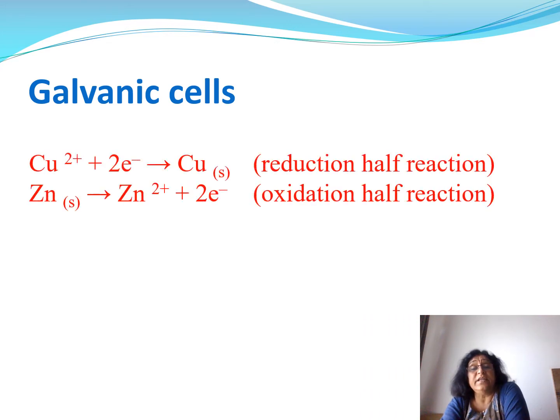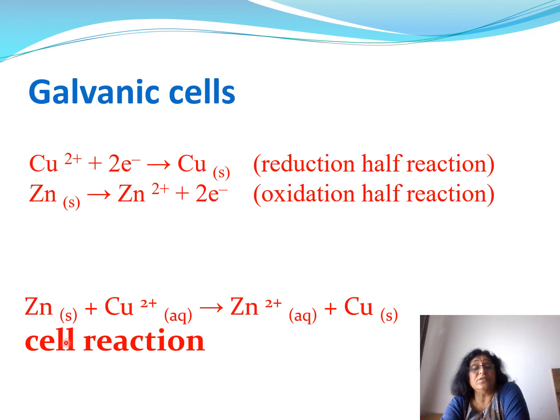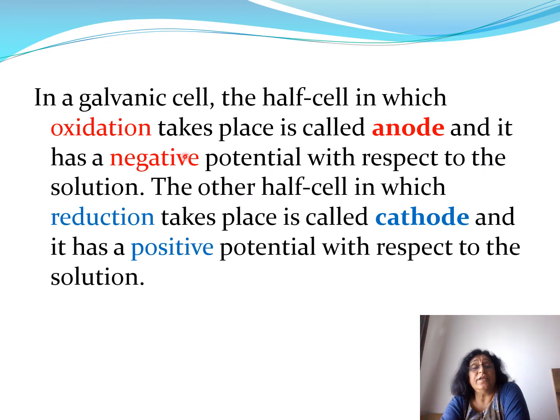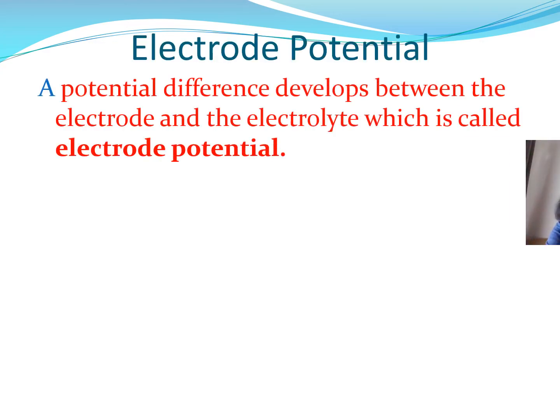So copper ions gain electrons and convert to copper. Zinc loses electrons, converts to zinc ions, and this is the oxidation half reaction. So the net reaction is what? Zinc plus copper ions gives you zinc ions plus copper. So in a galvanic cell, the half cell in which oxidation takes place is called the anode, and it has a negative potential with respect to the solution. The other half cell, in which reduction takes place, is called the cathode, and it has a positive potential with respect to the solution. So now what is potential?